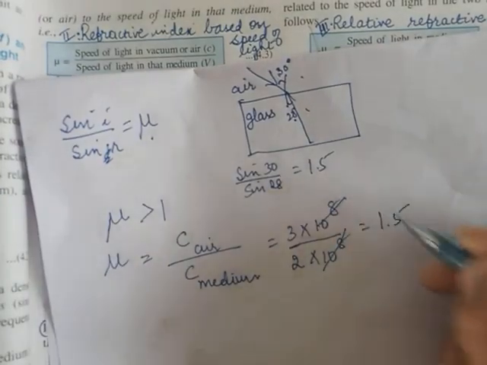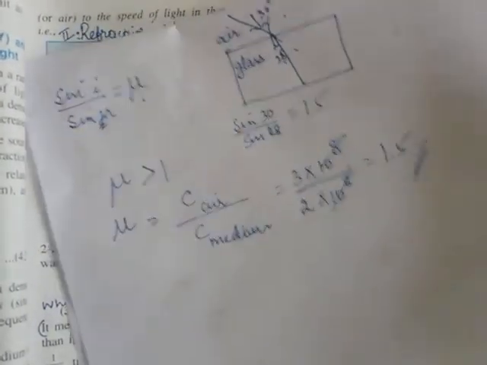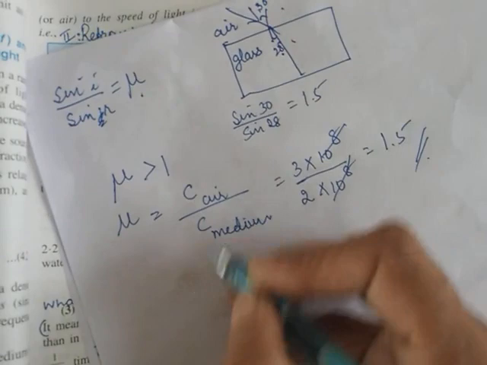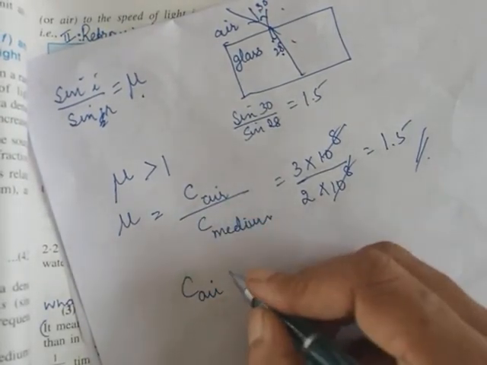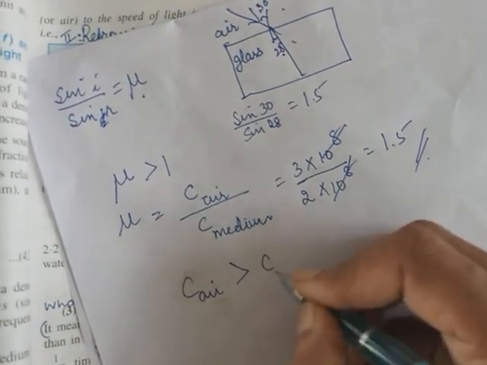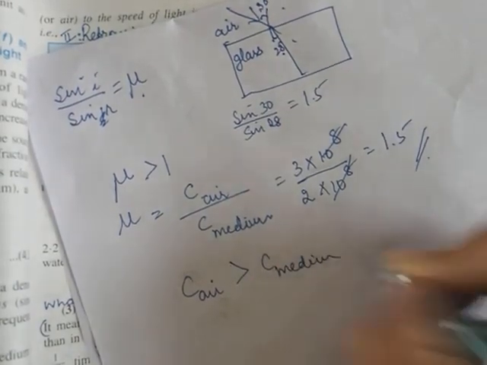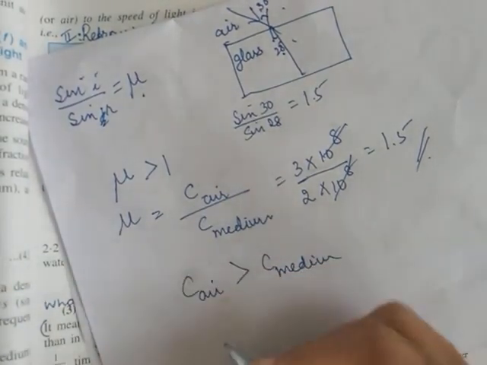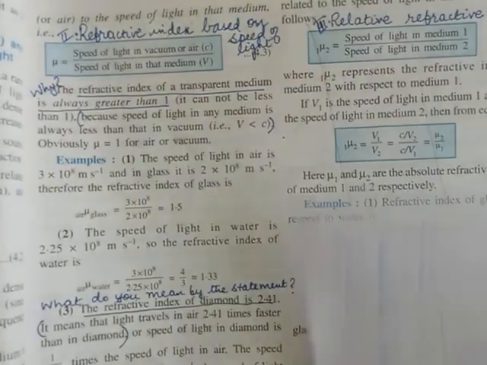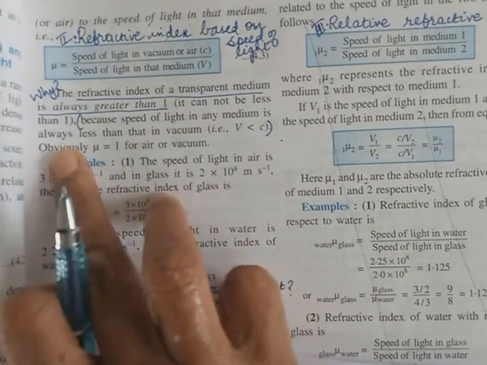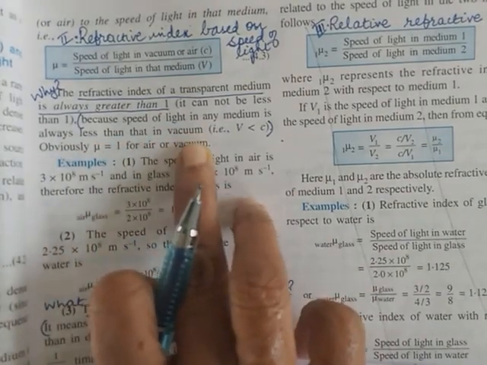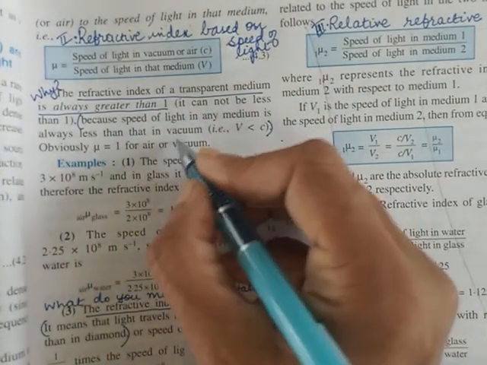So that's why I said this is another formula for finding refractive index. Now the answer for that question is: because speed of light in air is always greater than the speed of light in any medium, mu will always be greater than 1. Because speed of light in any medium is always less than that of vacuum or air.